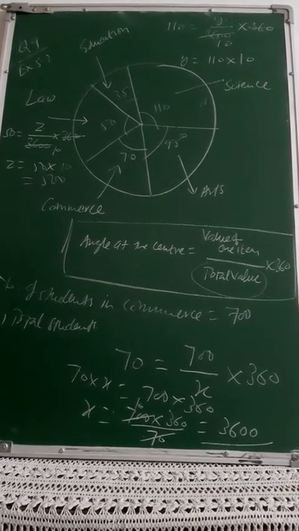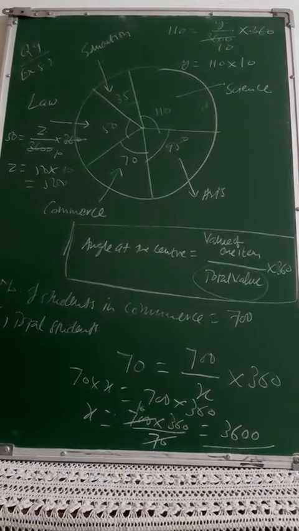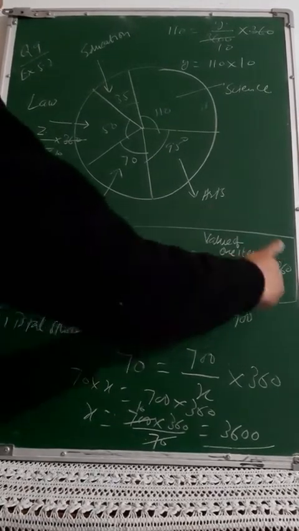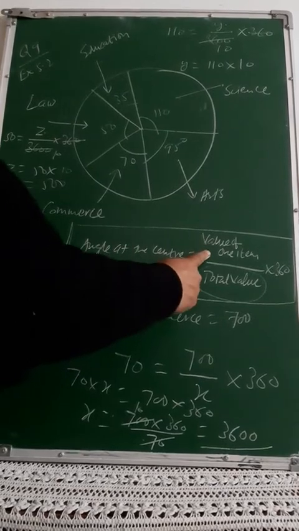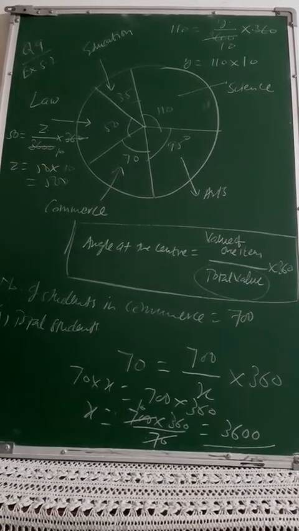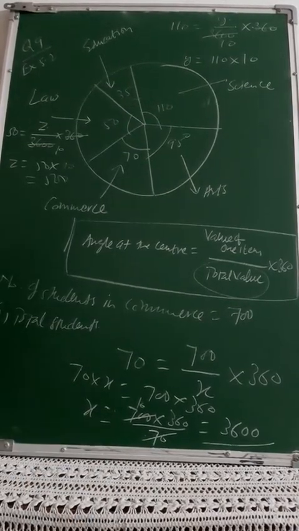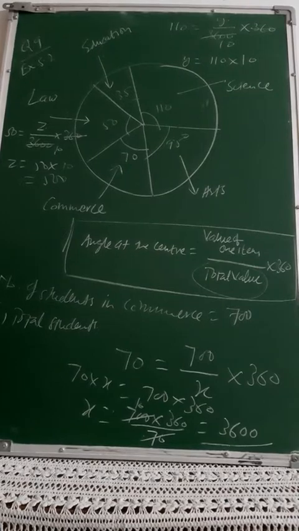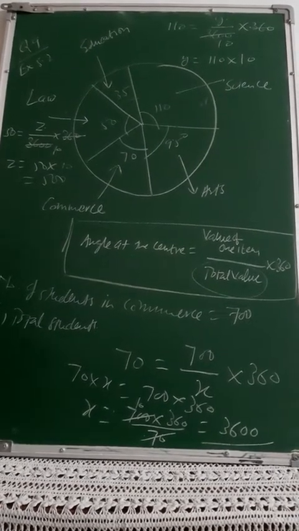In that way you should feel comfortable. Don't panic anywhere. Take your time to understand. Try to focus on this part: what is the angle at the center, what is the meaning of one item, what is the total, and why we are multiplying by 360, as the sum of all the angles at the center of any circle is always equal to 360 degrees. So I hope that will make the topic clear.